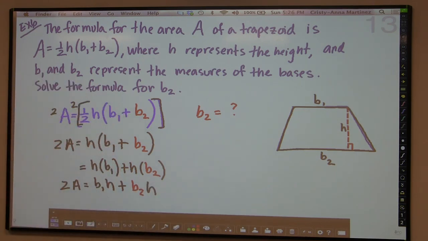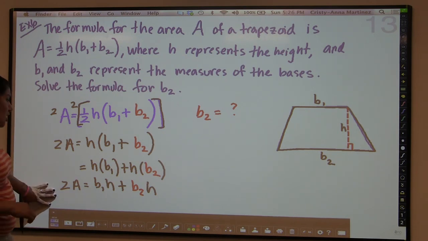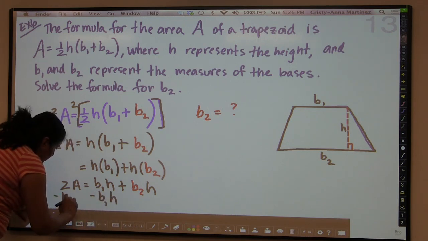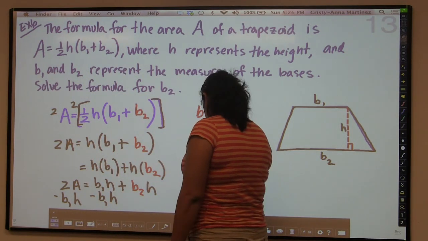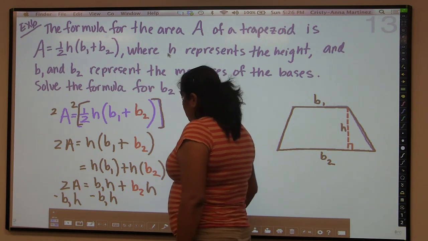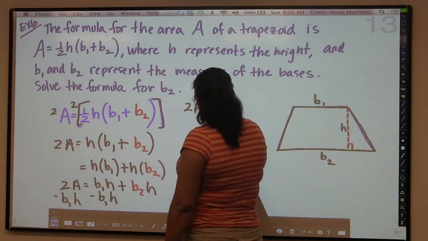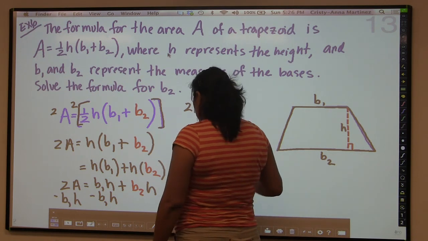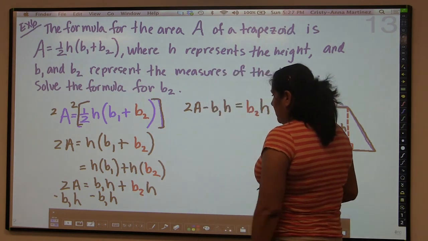Okay? And then one of the things that we're going to do now is we want this b1h to go to the other side. And we said earlier that when we do that, we have to do the opposite. So we're going to subtract b1h from both sides. All right, and we're running out of space there. So I'm going to come on over here and rewrite what we have so far. We have 2a, and we've subtracted b sub 1h, and that is now equal to b2h. All right, so that's what we've got so far.